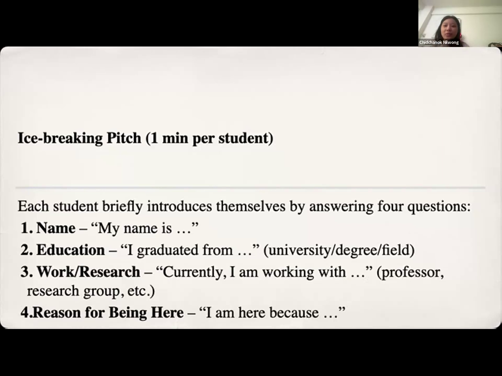My name is Shichinok Minro. You can call me Natty. I graduated in Material Engineering from Kasetsart University. Today I am working with Professor Supaler in the catalyst lab group. I'm here because I want to learn more about advanced research techniques. Thank you.